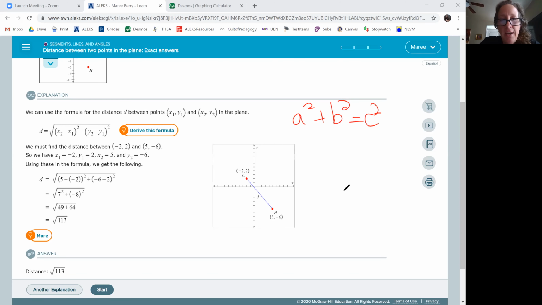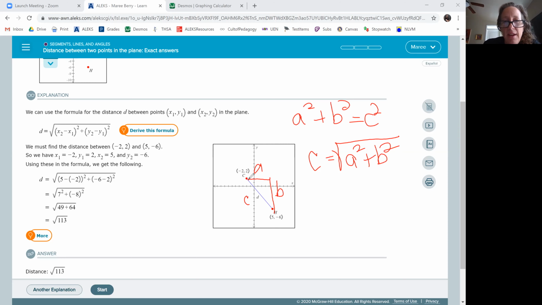If you were to draw a line between the 2 points they give you and then make a right triangle, this is A, that's B, and this is C. When you find C, you have to take A squared, add B squared, and then take the square root. So you're just taking the square root of A squared plus B squared.